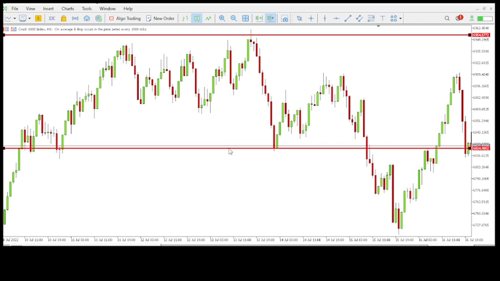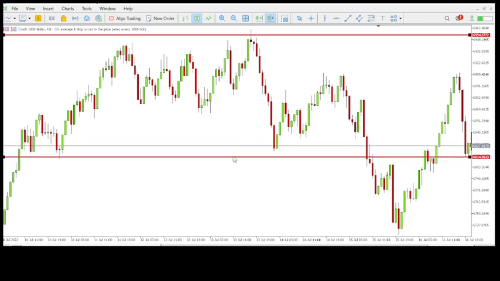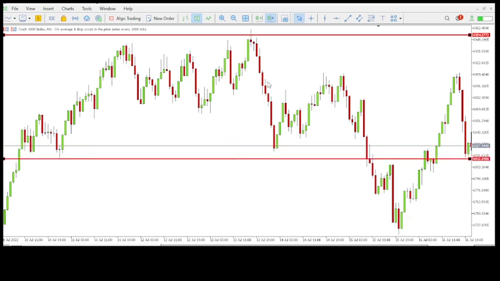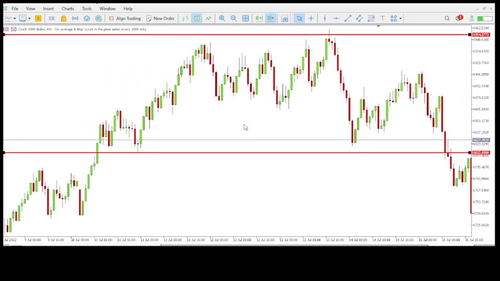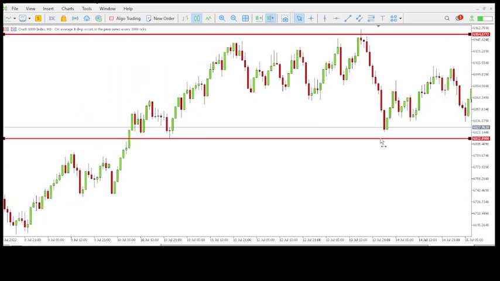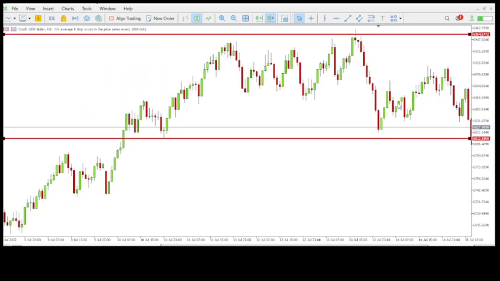Okay, so this particular line here is serving as my support, because if you look at the current price action right now, the price is above the line, so this support is below the price. Support is any level below the price where price reacts to or reverses from whenever price approaches.